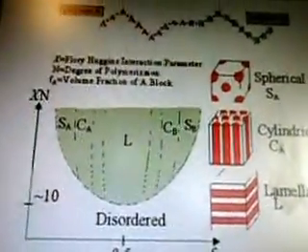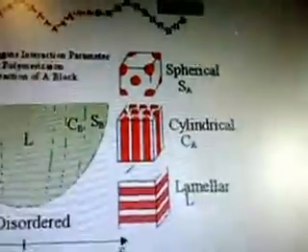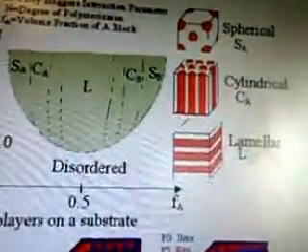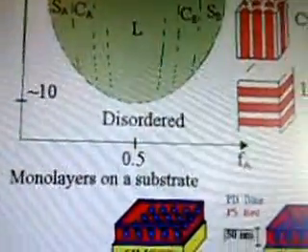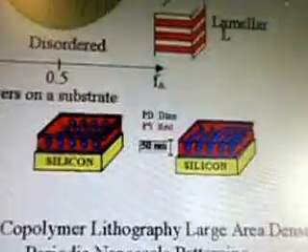Okay. So X equals Flory-Huggins interaction parameter. N is degree of polymerization. FA is the volume fraction of A block. So we get spherical SA, cylindrical CA, and lamellar L. And it shows this graph here. And monolayers on a substrate. And then it's got silicon and silicon, okay?